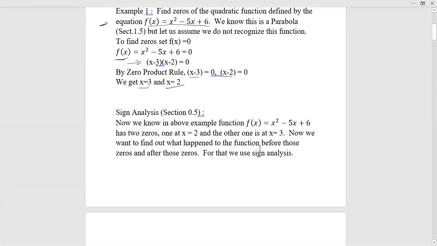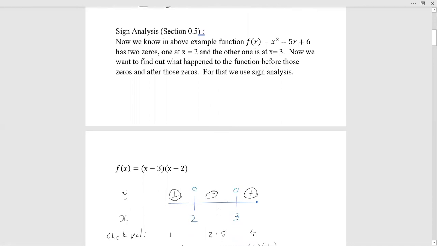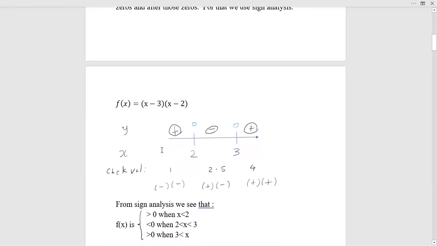Now we want to find what's happening to the function before those zeros and after those zeros. For that, we use the sign analysis. This is how we do it. This is discussed again in that video. Also, we learned this before, but I'm doing it again.